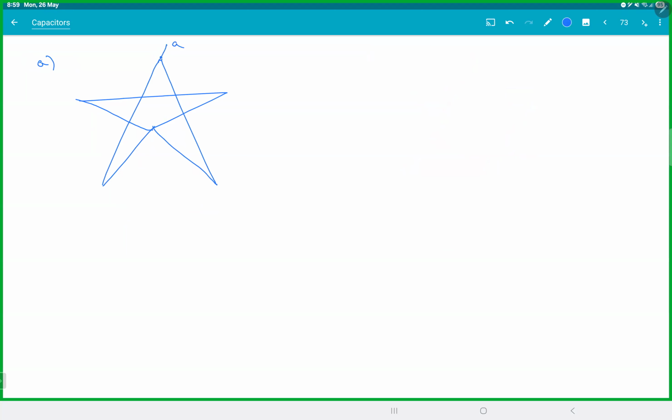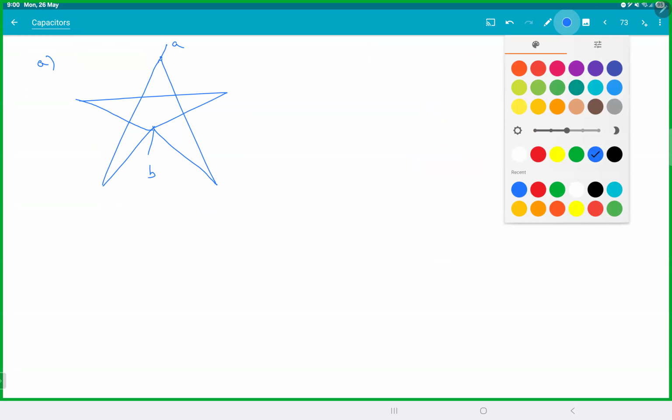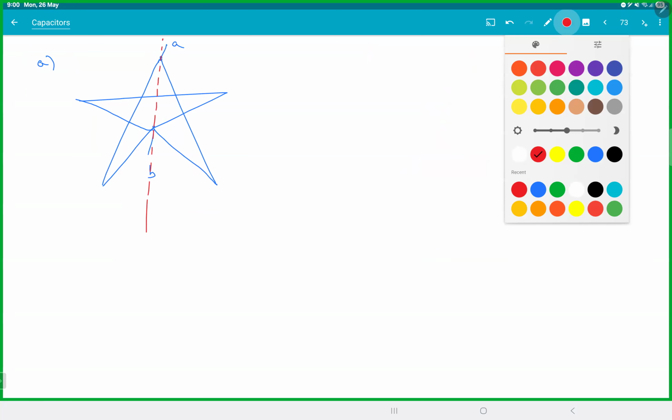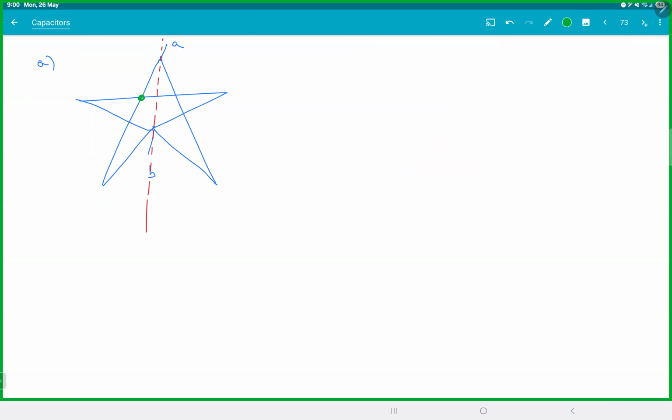look at this. This is A. This is B. You can clearly see this is an actual symmetry. Left and right look the same. So that means this point, the one I'm marking in green, and this point, both are the same potential. Let's call it D. C is already being used for capacitor.